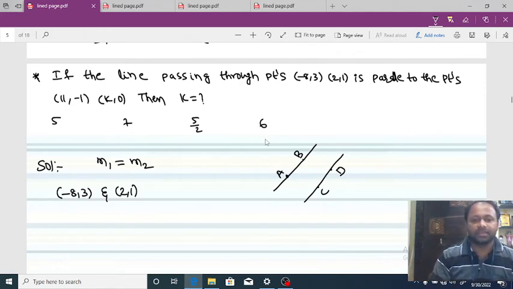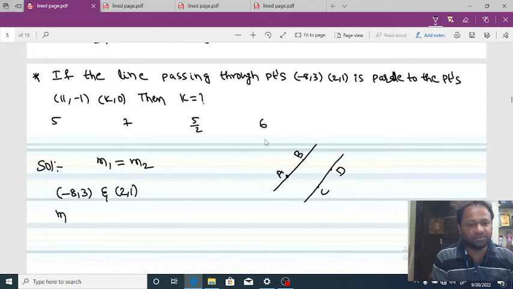Okay, so whenever two points are given, here slope M1 is equal to, what is M1 equal to? Slope is y2 minus y1, 1 minus 3, divided by x2 minus x1, 2 minus of minus 8, which is plus 8. How much will it be? 1 minus 3 is minus 2, divided by 10. So that is equal to minus 1 by 5.